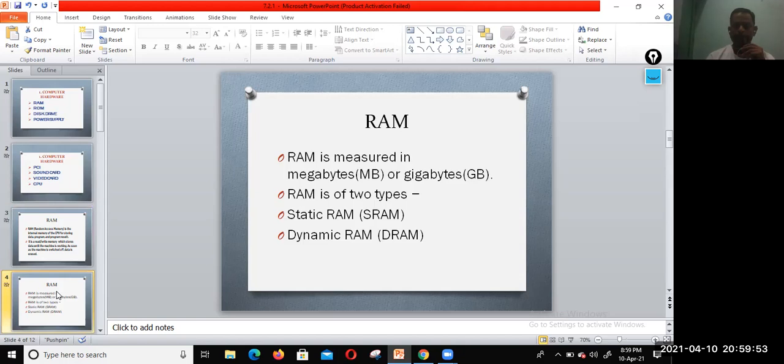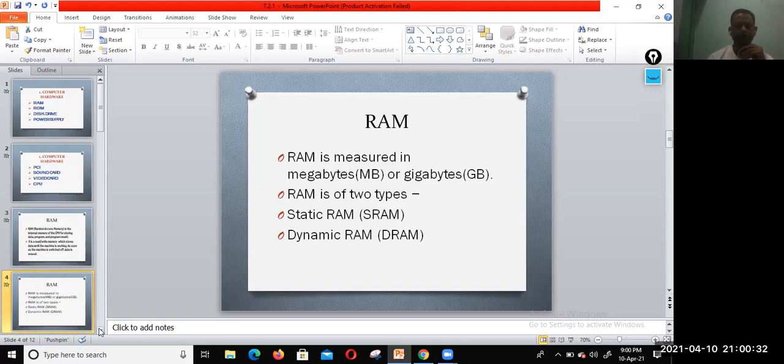RAM is measured in megabytes or gigabytes. Earlier it was in megabytes, most of the RAM was 512 MB. Nowadays it is generally available in 1 GB, 2 GB, 4 GB and 8 GB sizes. There are two types of RAM: static RAM, SRAM, and dynamic RAM.